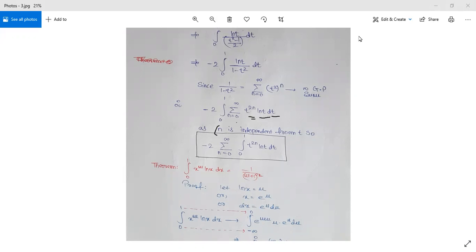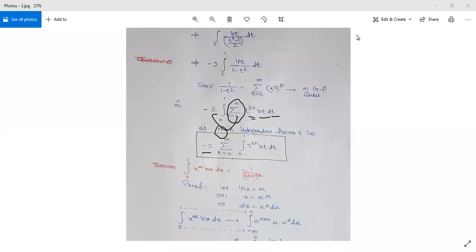Now we all know that the variable n is independent from t, because we used n just to represent the fact that I had represented (1 minus t squared) to the power of negative 1 as an infinite GP sum. So it has no connection with t. So I can take this whole sigma term out of the definite integration, which I have done in my next step. So I have negative 2 summation from n equals 0 to infinity of the function to be integrated, from 0 to 1 of t to the power of 2n natural log of t dt.